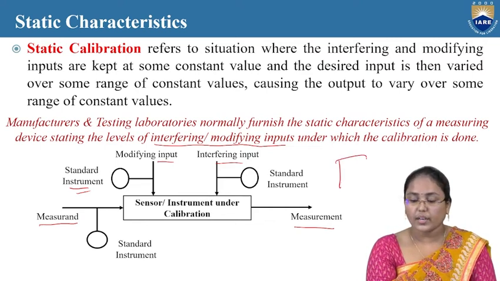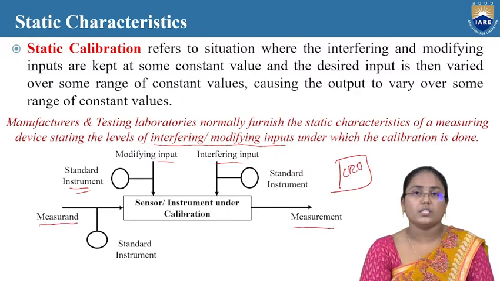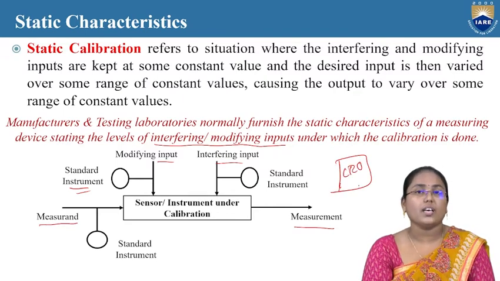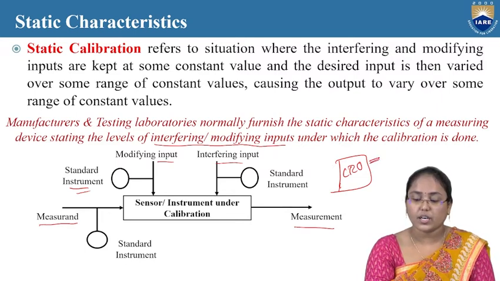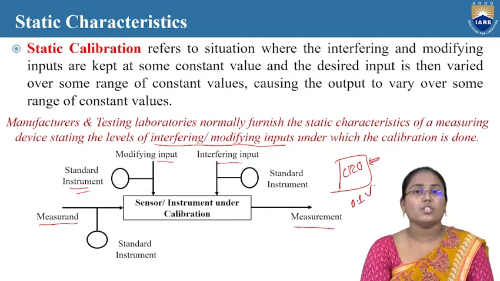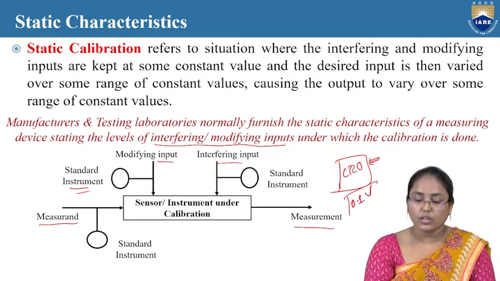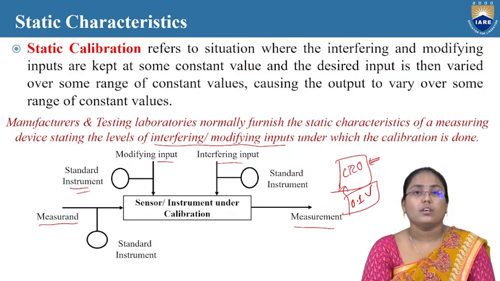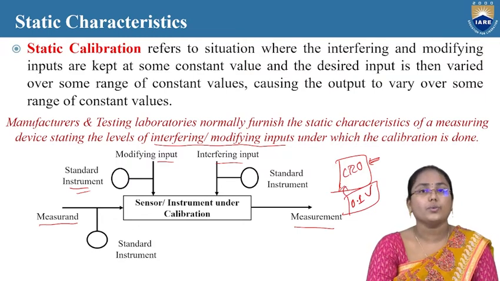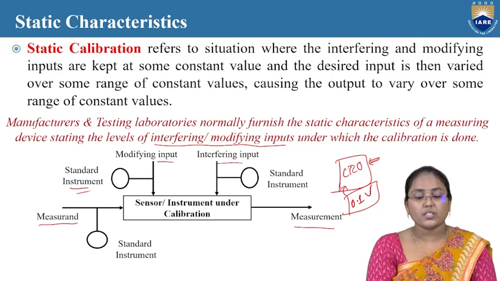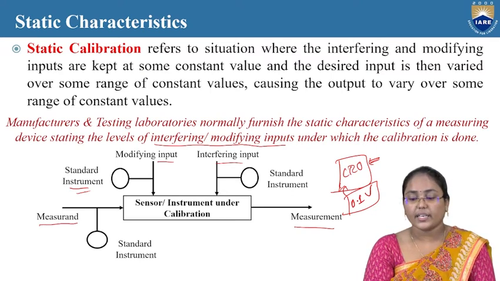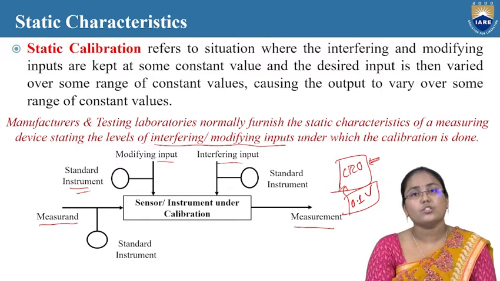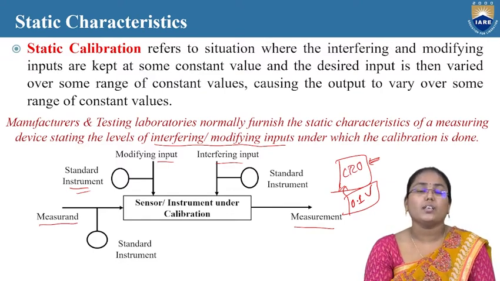Now in my lab, I'm using a particular CRO, which is an instrument, and by using the CRO, I should know how the values will be changed. For example, if the CRO shows an output with a variation of 0.1 volts while I'm measuring the amplitude, this is known to the person who is going to use the CRO. That is, manufacturers and testing laboratories normally furnish the static characteristics of a measuring device, stating the levels of interfering or modifying inputs under which the calibration is done.